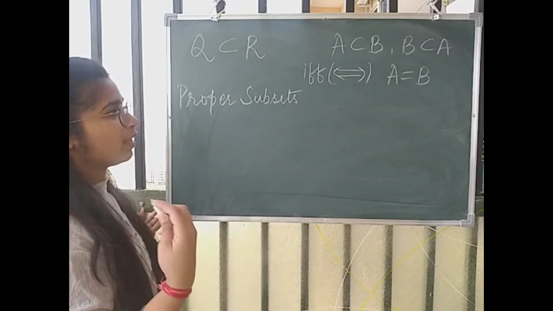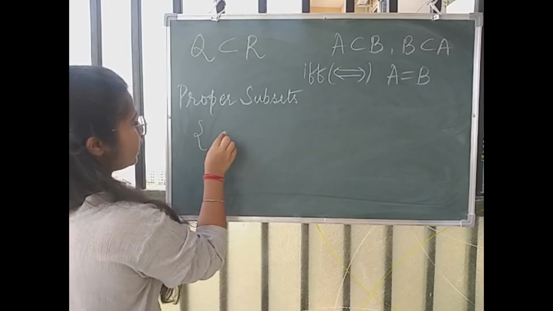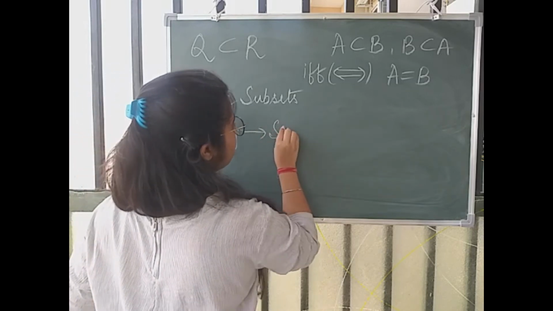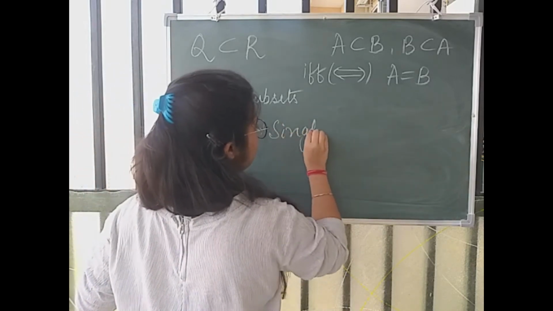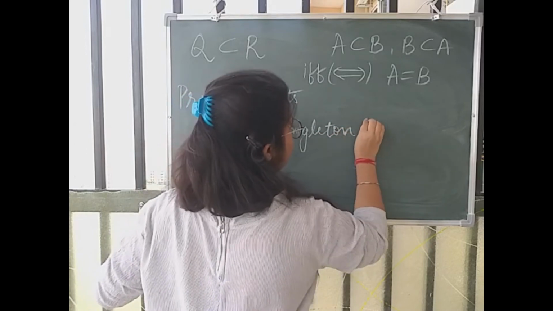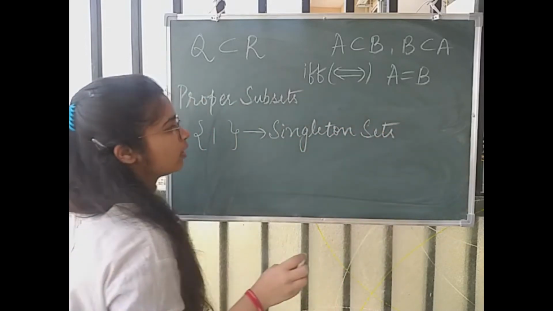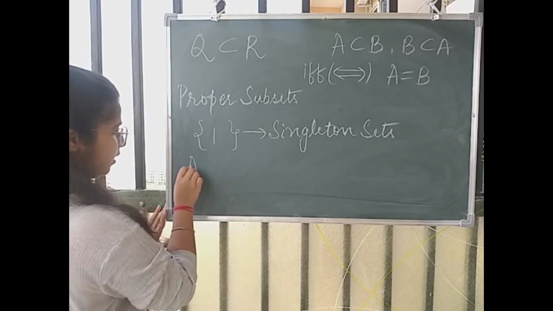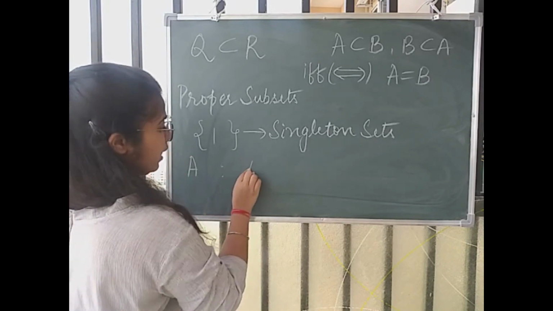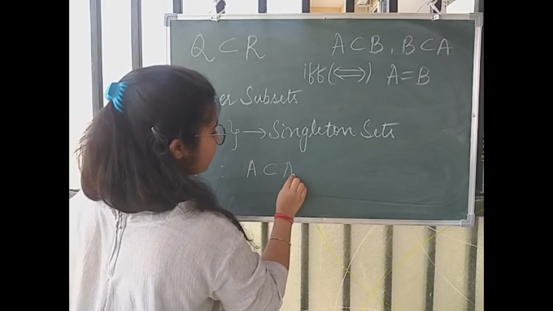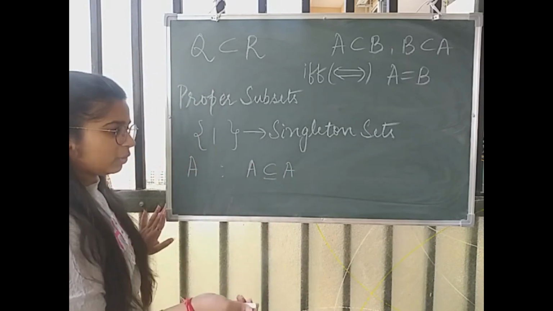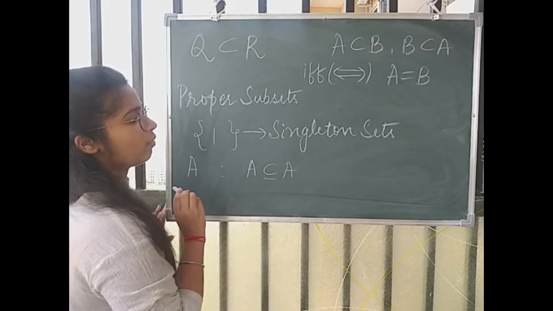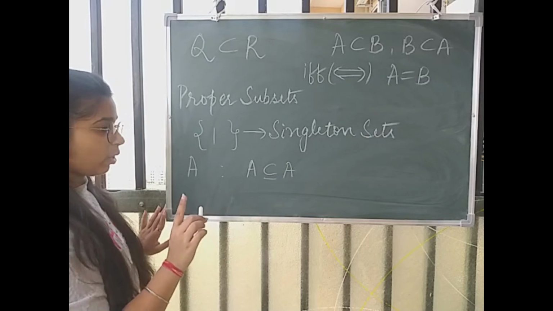Also, if a set contains only a single element, for example 1, such sets are called singleton sets. Now in the case of subsets, if there is a set A, then A is always a subset of A. And here we can also use equality because A is always equal to A. So we write that A is a subset of A. Now A is not a proper subset.